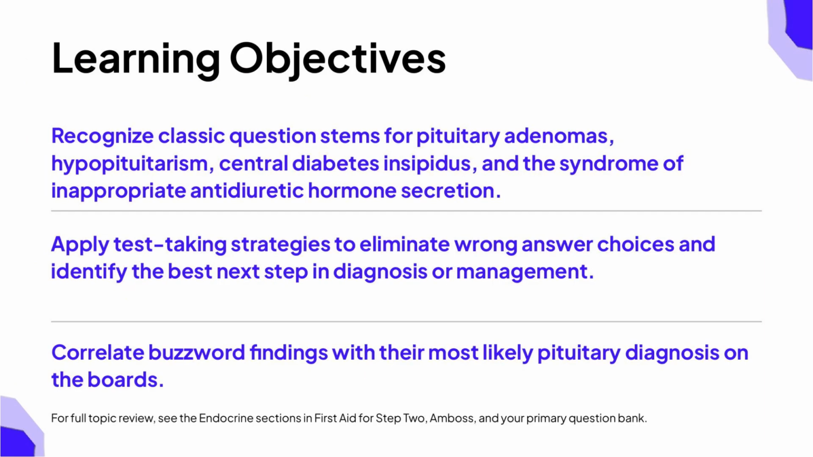Here are your learning objectives for today. By the end of this video, you should be able to recognize the classic question stems for pituitary adenomas, hypopituitarism, central diabetes insipidus, and the syndrome of inappropriate antidiuretic hormone secretion. We will focus on test-taking strategies that help you eliminate wrong answer choices and zero in on the correct answer. Remember, this video is designed to complement your primary study resources. Make sure you are also reviewing the endocrine sections in First Aid for Step 2, AMBOSS, and your main question bank for the complete foundational knowledge.